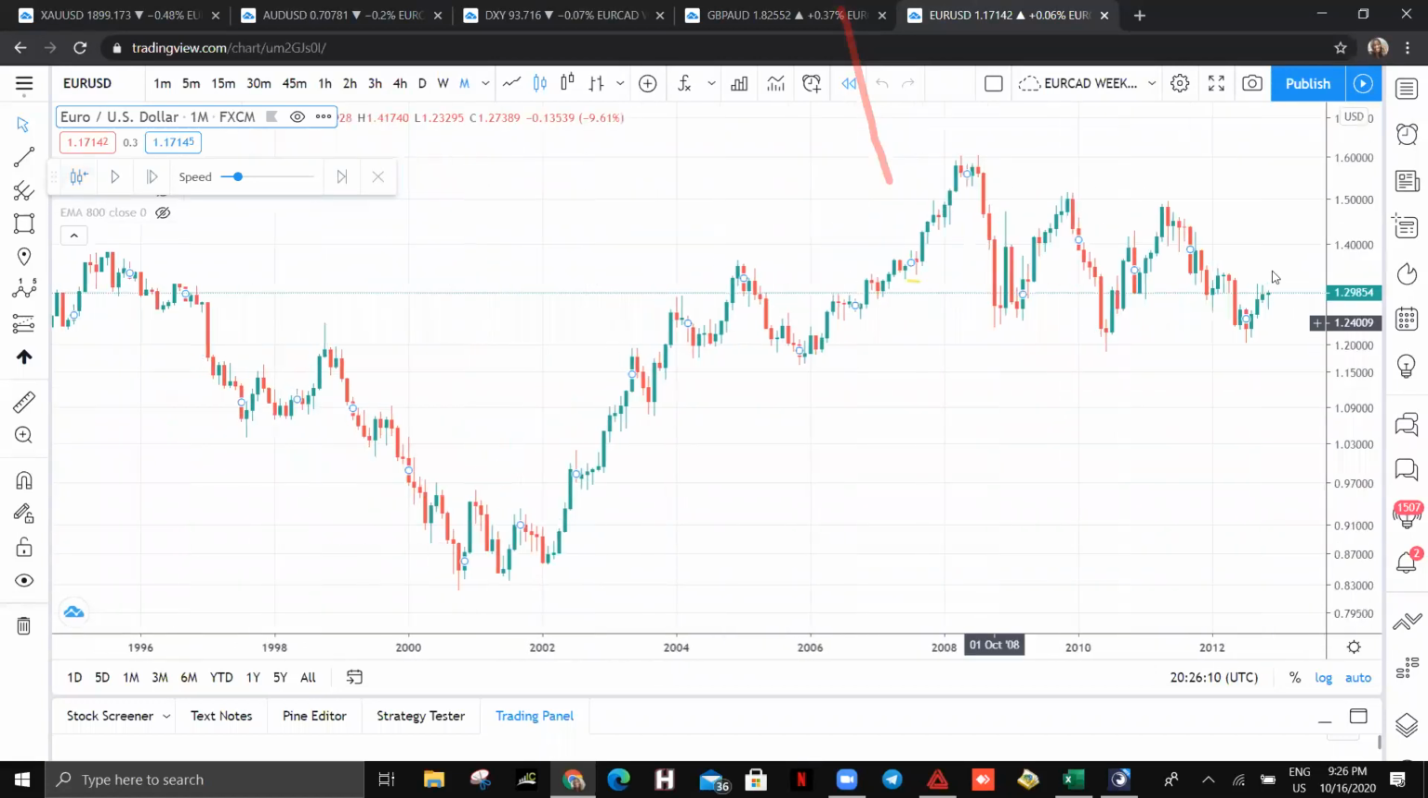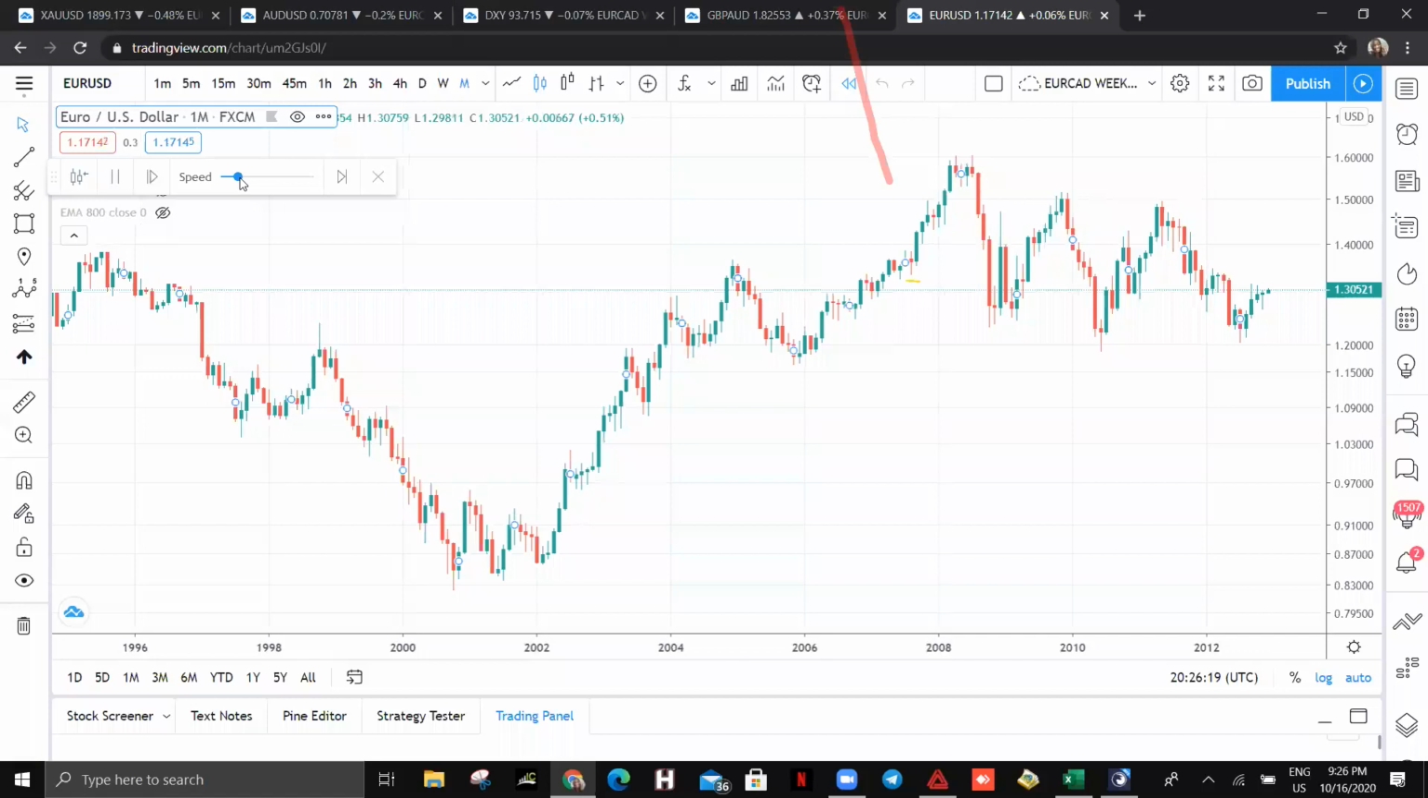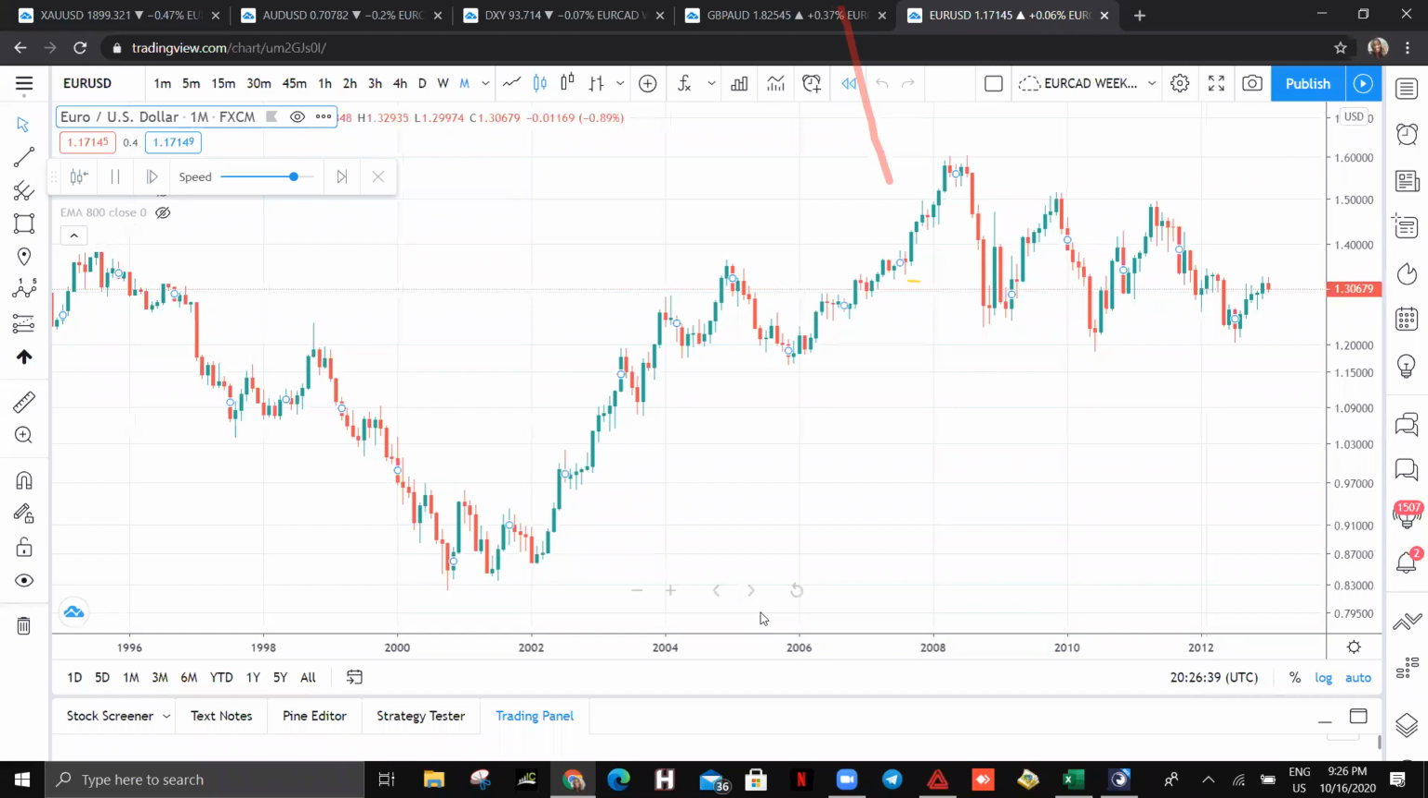You can see I've cut off this part. If I click on play now, it will start playing. Let me increase the speed. You can see it will start playing there. You cut off what has happened in the future so you can understand how the candle moves. It will be playing for you. You can increase the speed. So that's what that replay is.